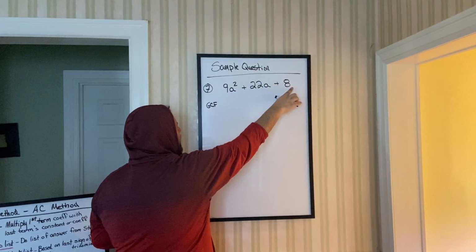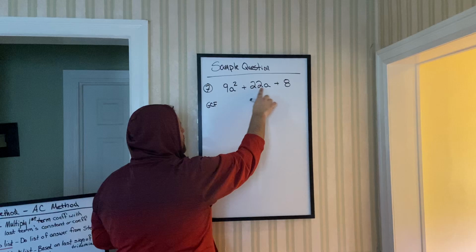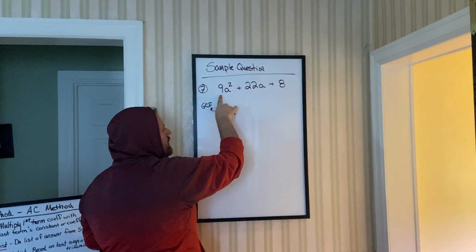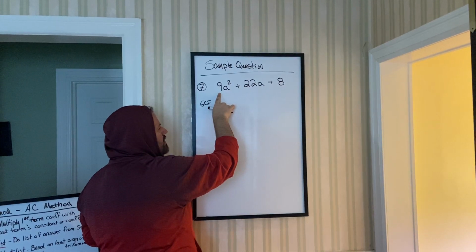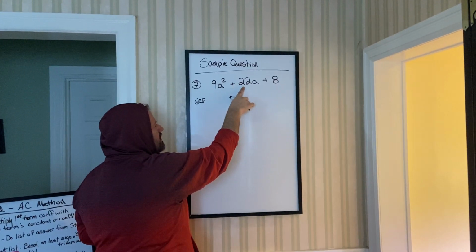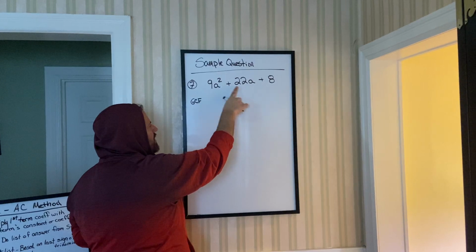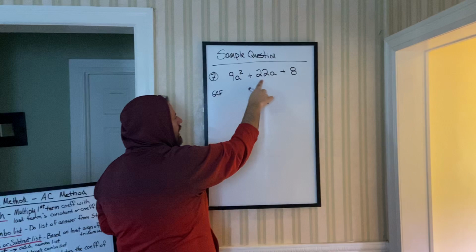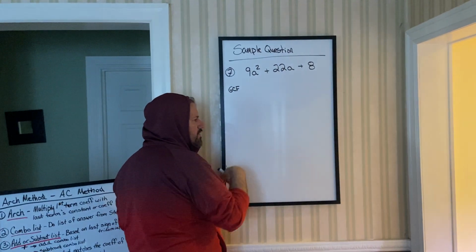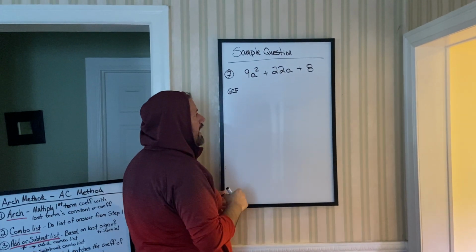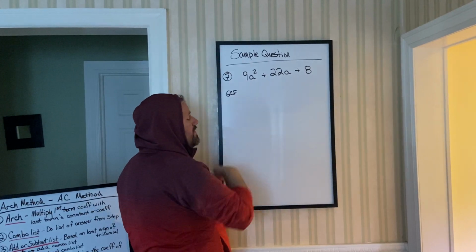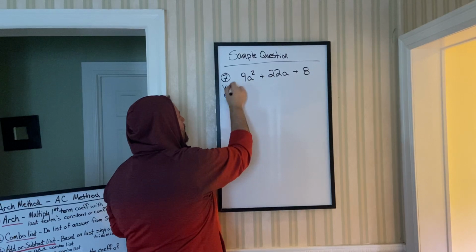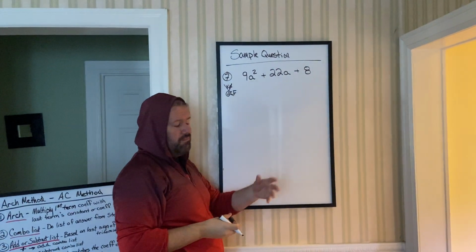GCF, do we have the same letter? No. Do we have the same number? They all have a number. So if you start doing a tree diagram, you probably realize 9 is 3 and 3. 22 is 2 and 11. Yeah, all 3's and a 2 and 11, there's nothing that matches here. If there's nothing that matches these two, doesn't matter what the third number is. Does it have a minus sign in front? No. So there's no GCF. No GCF. But we had to check.